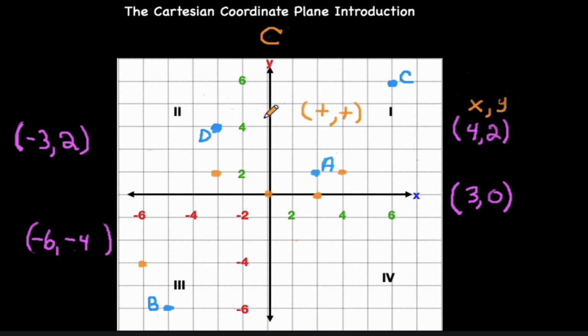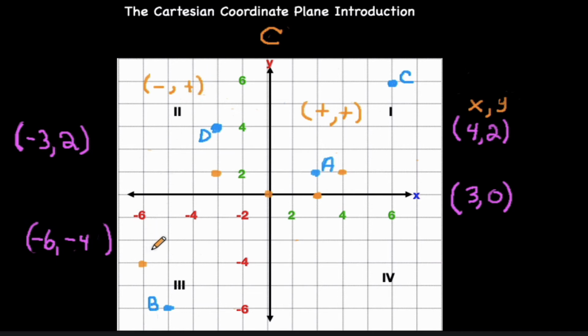Okay, so now let's go over to the second quadrant. And this is where we've plotted the point -3, 2, right? So we moved over, moved up. And this is located in the second quadrant. And second quadrants will always have negative x values and positive y values.